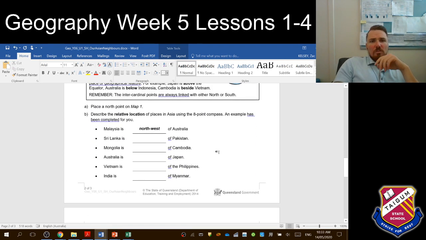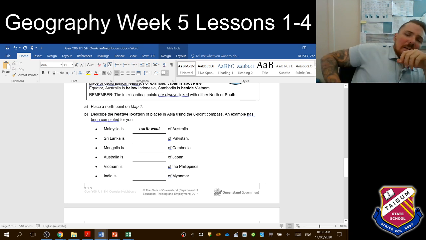Then it says, describe the relative location of places in Asia by using the 8-point compass. That means north, south, east and west, and that would be our 4-point. Our 8-point would be our northeast, southeast, southwest and northwest. Okay, so you need to locate one country from another.